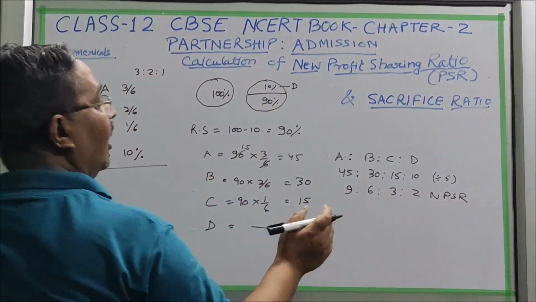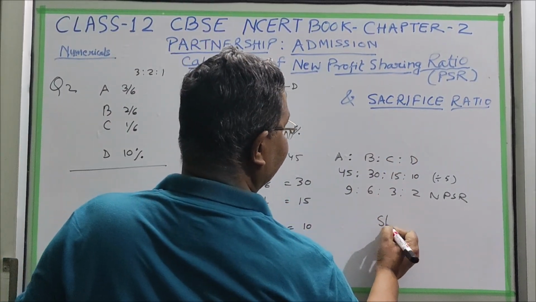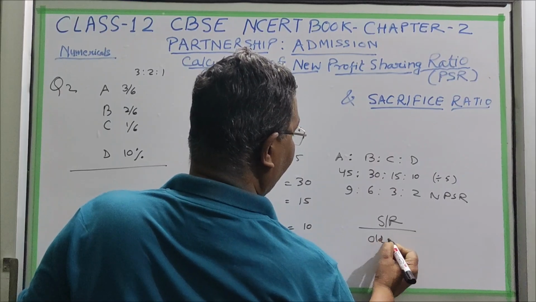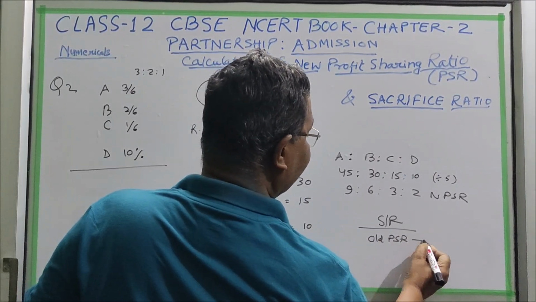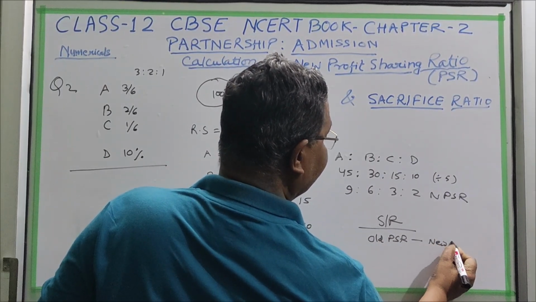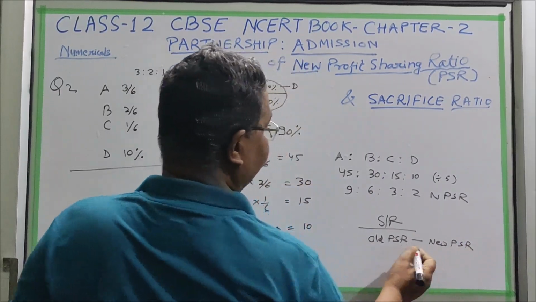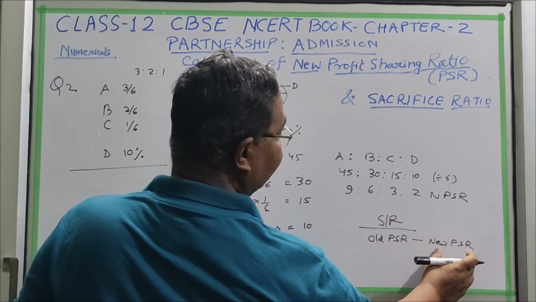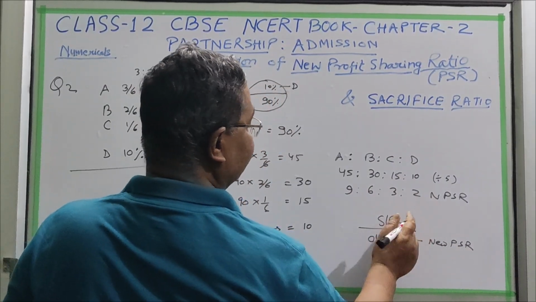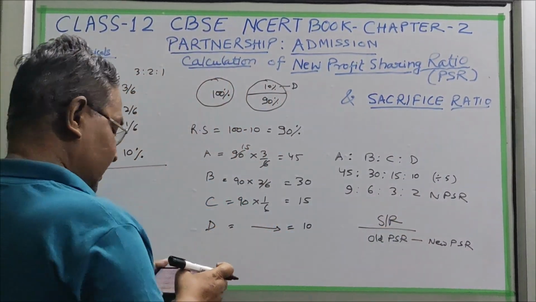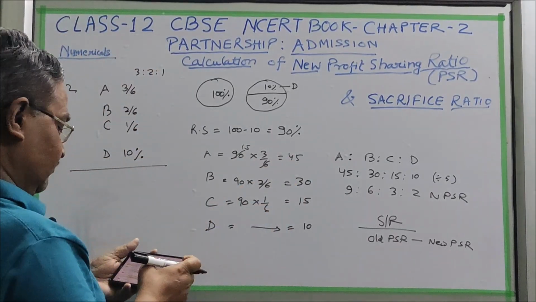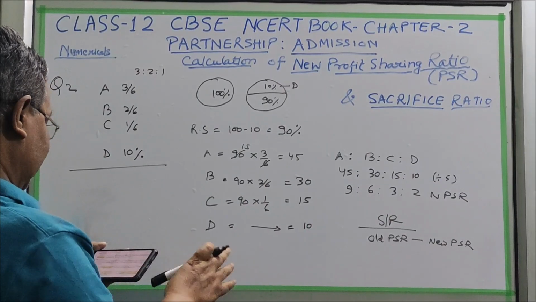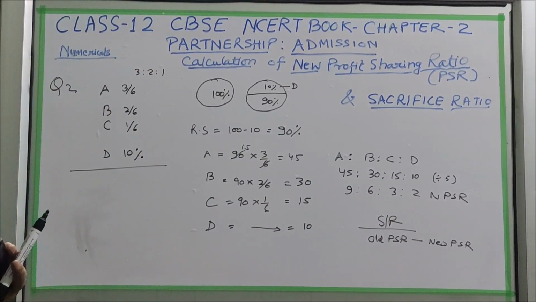Okay. And always, the sacrifice ratio we calculate with the help of the old ratio: old PSR minus new PSR of the existing partners. The old partners' old PSR, and their new PSR we reduce, and this sacrifice ratio we get. Here in the question they are not asking, so we are not going into the calculation portion. I just told you for your further information. Now question number 3.